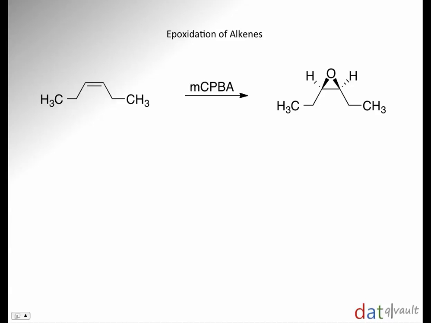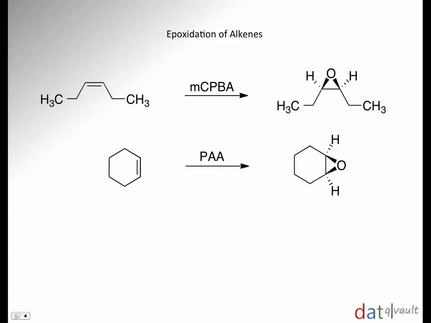Alright, so we're going to go over epoxidations of alkenes first. So we'll go over a couple different examples. Epoxidation of an alkene is the addition of an oxygen atom across a carbon-carbon double bond. And this is usually achieved by using different kinds of peroxy acids. Here we're adding an oxygen across this alkene using a peroxy acid called MCPBA. We'll take a look at the different peroxy acids a little bit later.